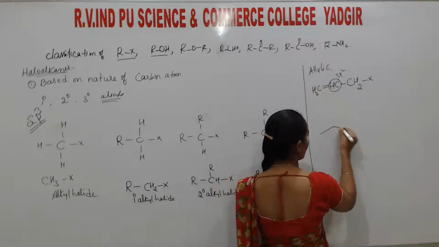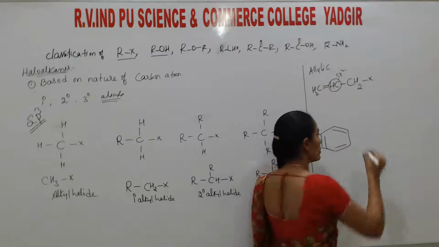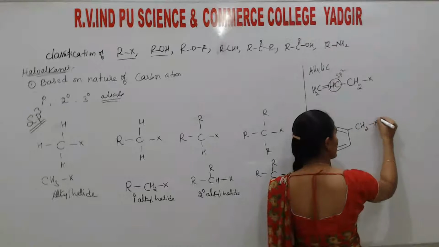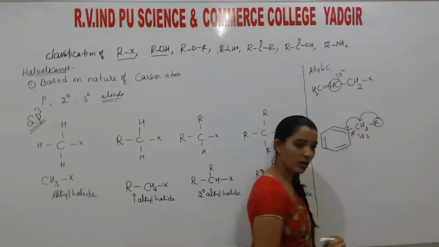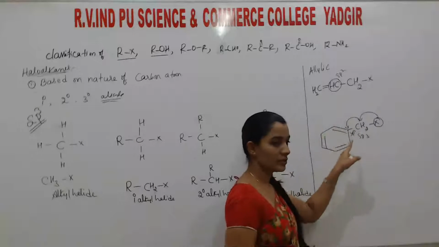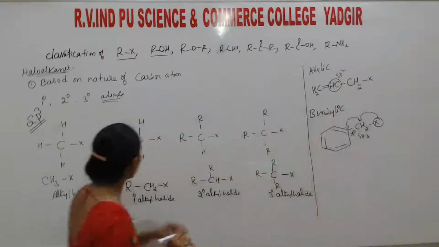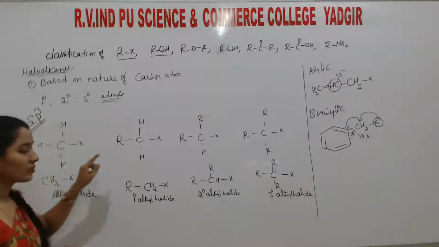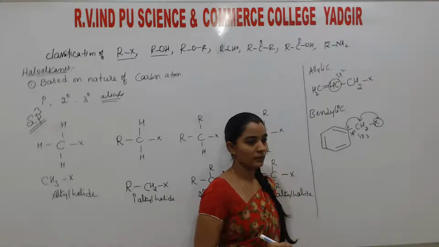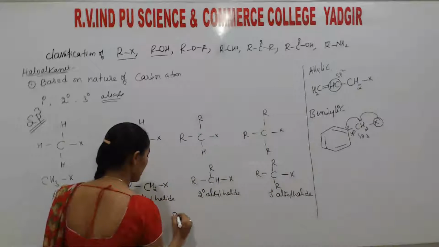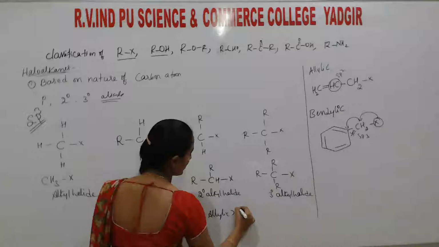If you take the benzene ring, all carbons are sp2 hybridized. Next, if it is like this, CH2X, the halogen is attached to an sp3 hybridized carbon atom, which is further attached to an sp2 hybridized carbon atom. But here it is a benzene ring, so this classification is benzylic. Based on the sp3 hybridized carbon atom, these are classified as primary, secondary, tertiary, allylic, and benzylic. The stability order is benzylic greater than allylic, greater than tertiary, greater than secondary, greater than primary.